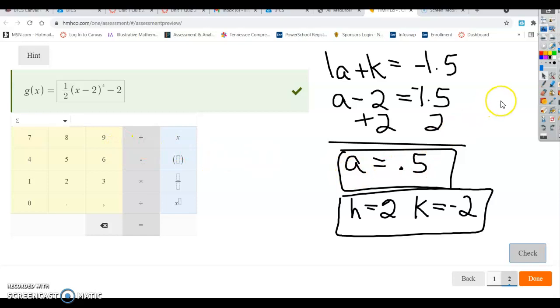All right, so what we're doing is just finding equations of transformations using the parent function. If you have any questions, please let me know.